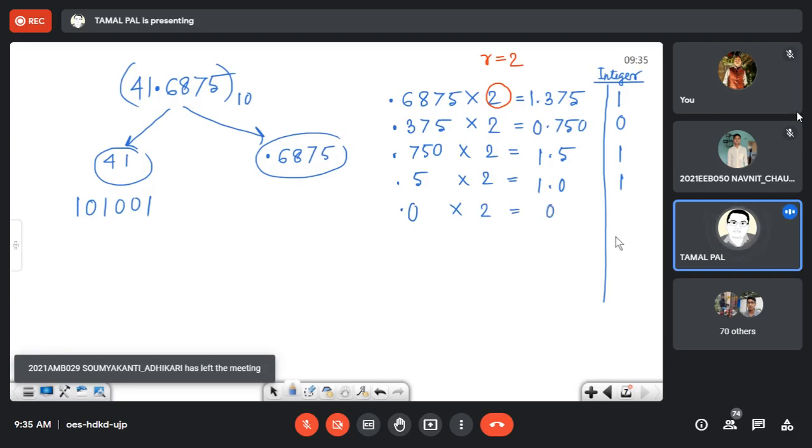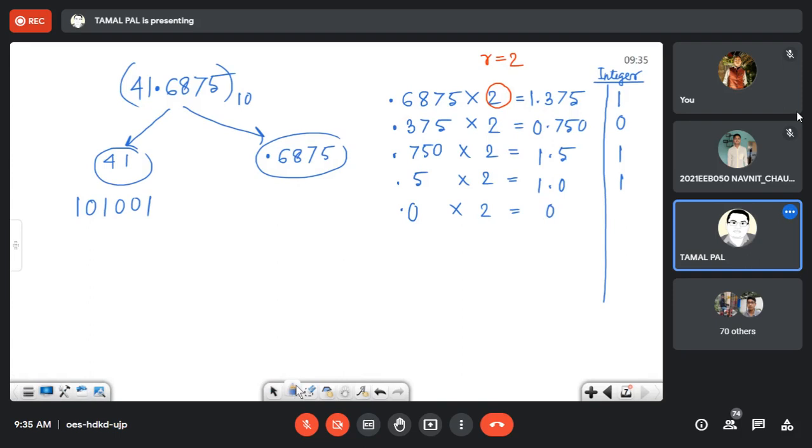Okay. So you have to read it from top to bottom, not bottom to top.